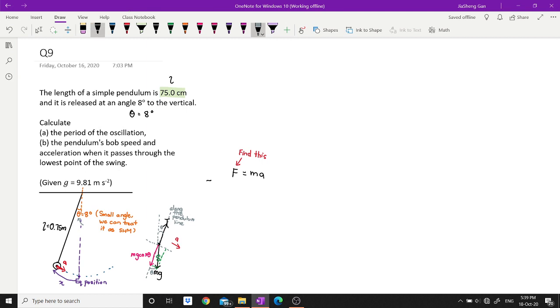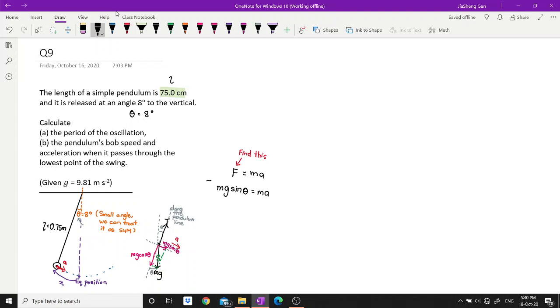So this is not what we are concerned about. We are concerned about the other one, the component which is parallel to the acceleration, mg sine theta. So this is the one that is causing the acceleration, mg sine theta. So we can plug in the force to be mg sine theta. But be careful, if you just write mg sine theta equals ma, then you'll be having a problem actually.